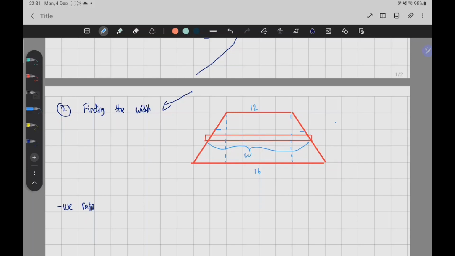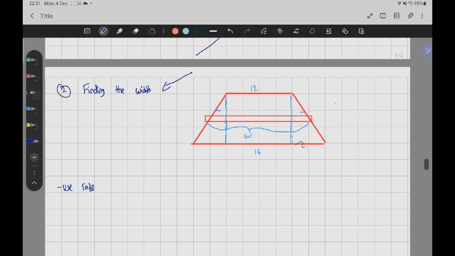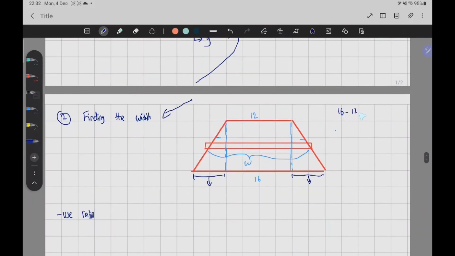We need to divide this trapezium into, let's say, a rectangle and 2 triangles. Now we can tell by doing some simple maths that since it's divided, we need to know the width of this triangle and this triangle, which will obviously be the same. So 16 minus 12 equals 4, and then divided by 2, so 4 over 2. Our width here varies, right? So we need to resolve this issue by using the ratio method.